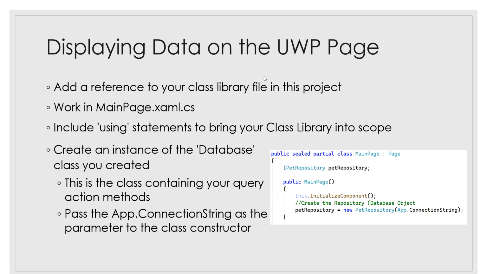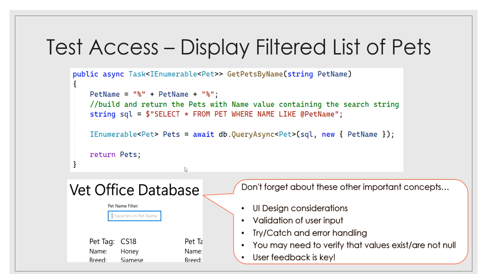Okay, so displaying data on the page: basically, we'll new up a repository object, passing the connection string from our app, and then I'll create an instance of the connection that we need. The repository makes the connection and exposes the methods that we need to get our data, and away we go. So we might have methods like we saw, GetPetsByName, and that will give us the data to show on the screen itself. So that's basically it. Let's get into a demo.